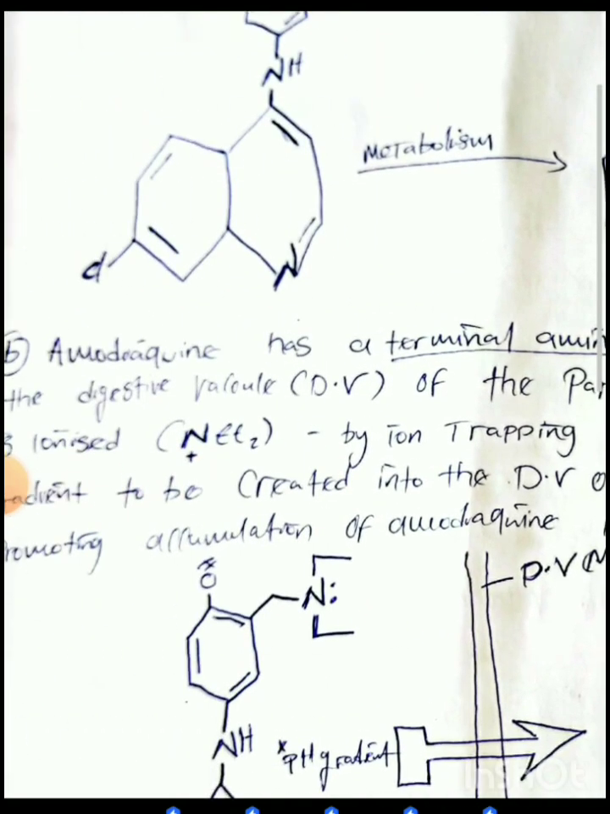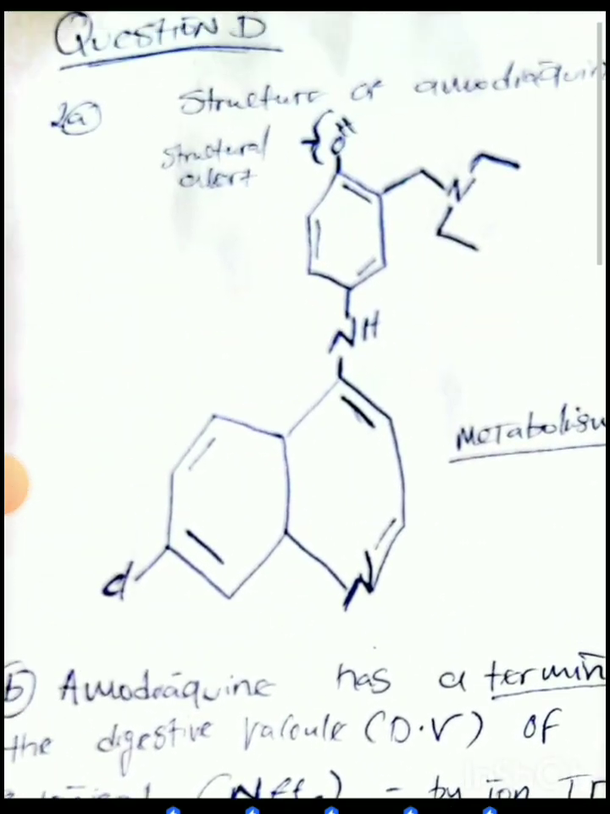Today we look at the 4-aminoquinoline class of drugs. We'll refer to the 2022 tutorial sheet, question D. Question A states, elucidate the structure of amodiaquine and clearly show the part of the structure responsible for its limited clinical use. Okay, so our structure of amodiaquine is as depicted.